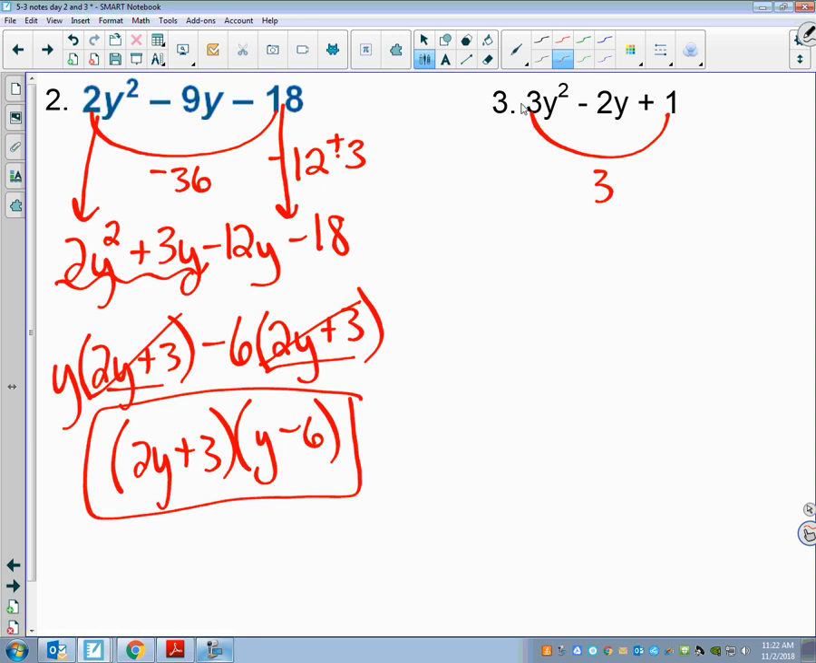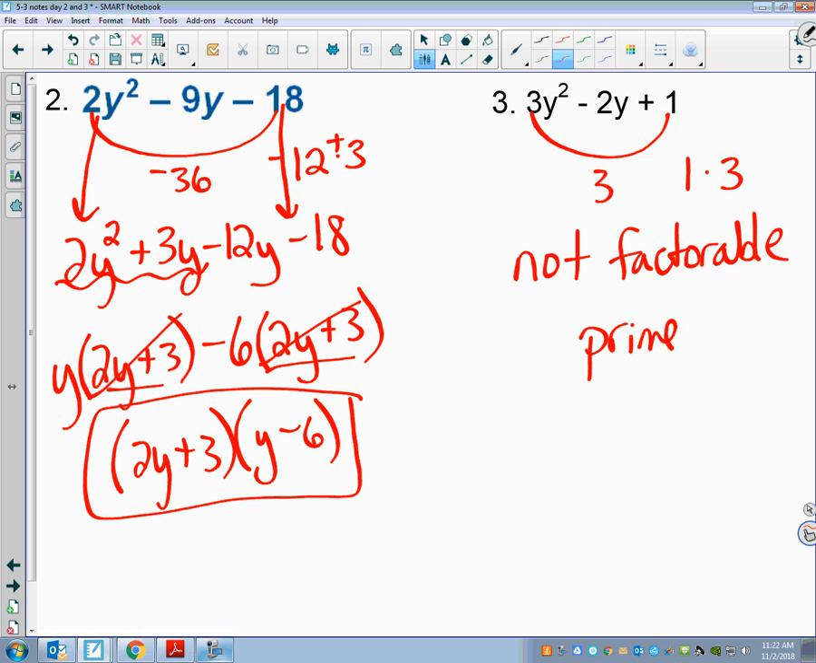Well, 3 is a prime number, so the only thing that multiplies to give me 3 is 1 and 3. But can I add 1 and 3 together to get a -2 in the middle? And the answer is no, which means there is nothing that I can rewrite this as to factor it, which means it's not factorable, right? So we like to say, either you say not factorable, or you can say prime, because that means there's nothing you can factor it into. So using the rainbow method, you can figure that out. So those are the methods that we have to factor.